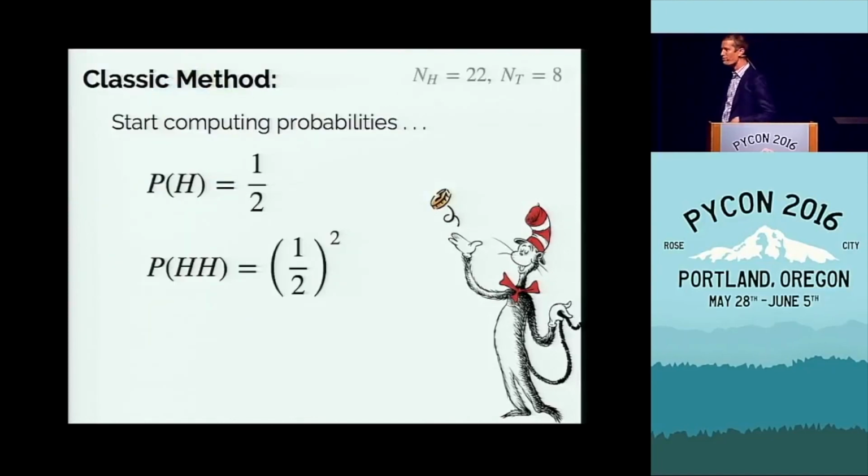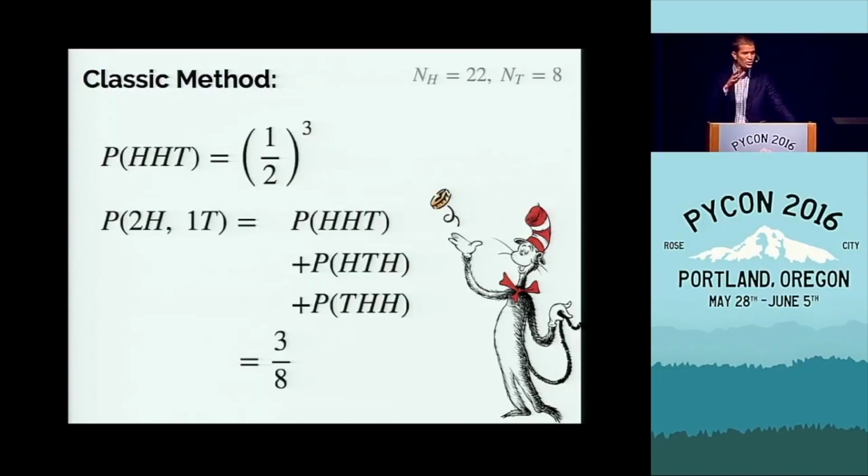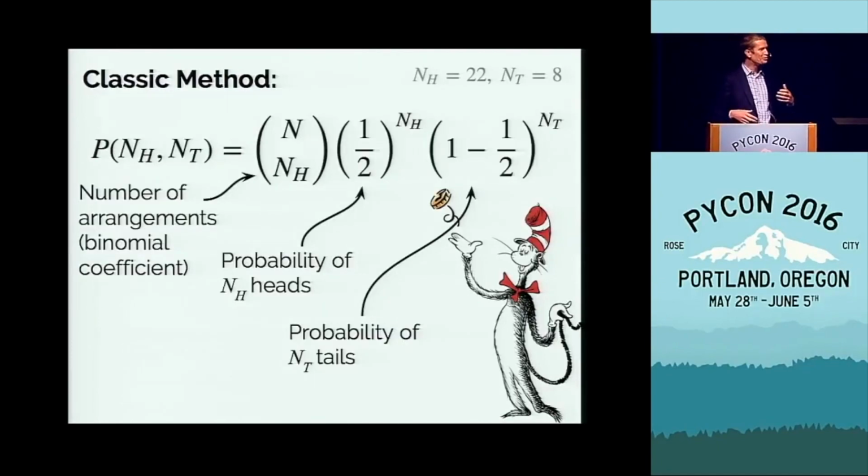Going back to your undergrad or your high school days, you probably learned that the probability of a coin toss is 50%. And the probability of two heads in a row would be 50% squared, so you square 1/2. The probability of two heads followed by a tail would be 50% cubed. But if you're talking about two heads and a tail in any order, you have to multiply that by the number of possible arrangements, and then eventually from this simple thought process, you end up with a formula that looks something like this.